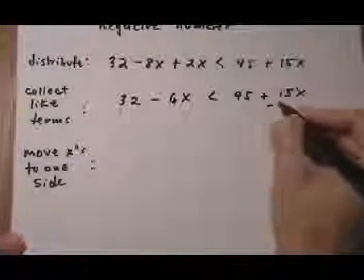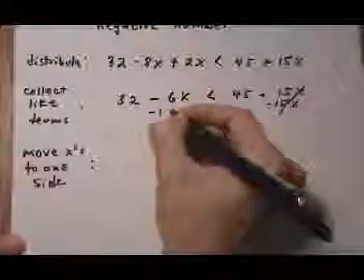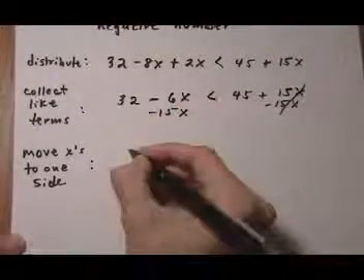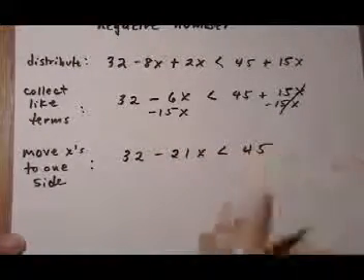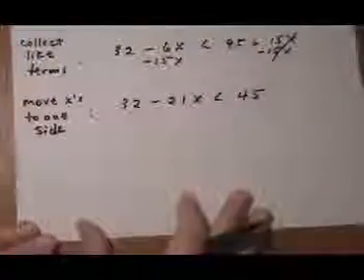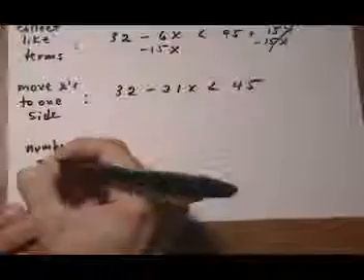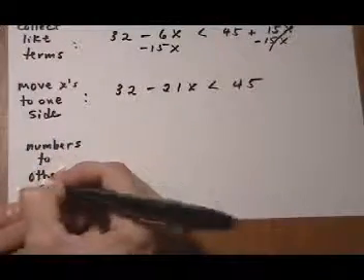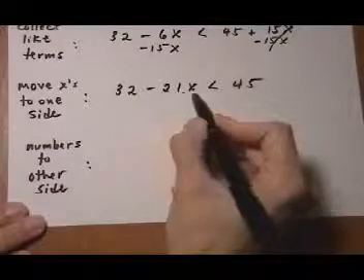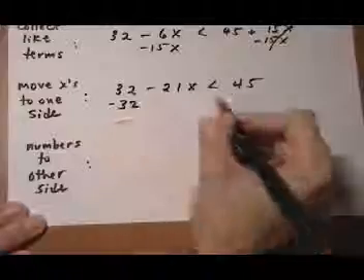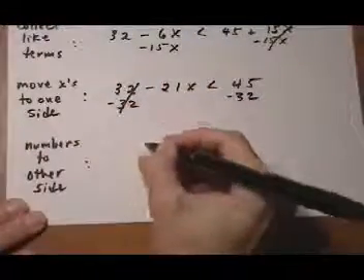But let's move them left, so I want to get rid of the 15x over here, which means I subtract it. And I have to balance it on the other side. So that gives me 32 minus 21x is less than 45. So after move x's to one side, we do numbers to other side. That means get rid of this 32 here because we're trying to get x by itself. Take away 32, take away 32. Cancels out. And I get minus 21x.